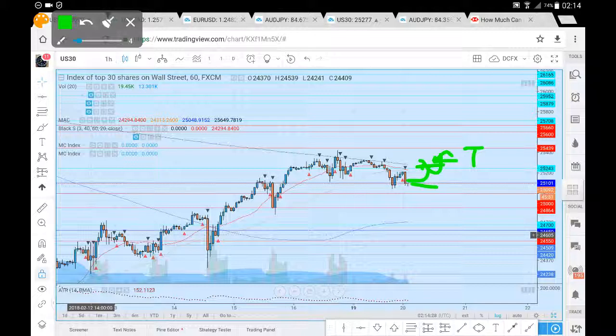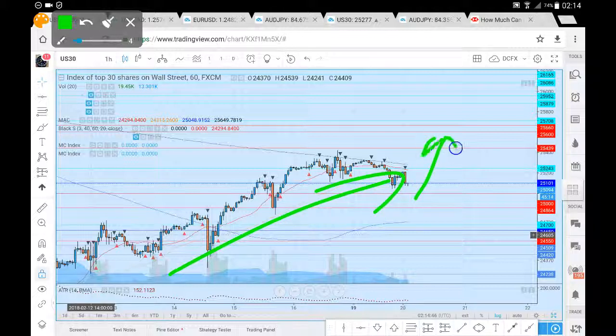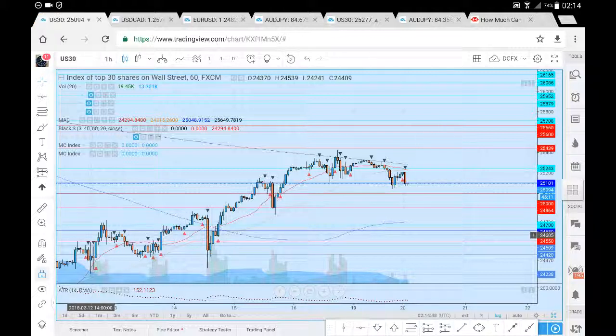If we do see sufficient buy side momentum come back into the market for a break of the 400 period moving average, we're looking for price to head up towards our 25,439, beyond which we're looking for 25,600 before looking for price to head up towards our 25,708. Unless price is moving much beyond that to the upside on Tuesday the 20th of February.